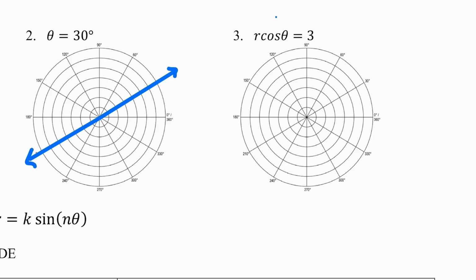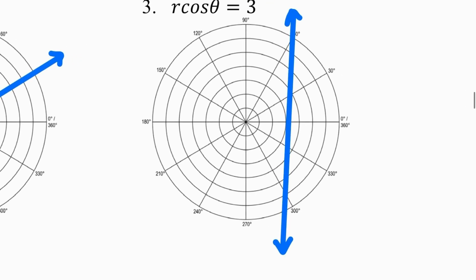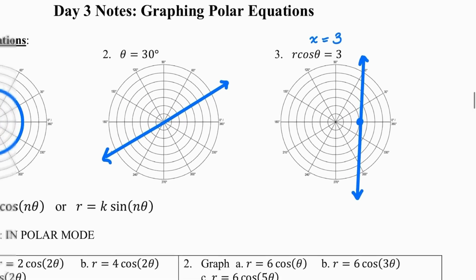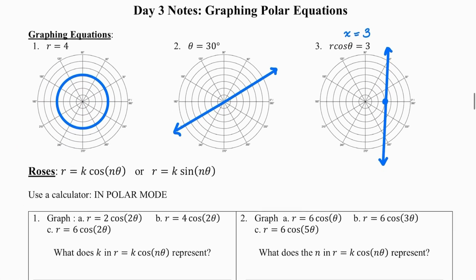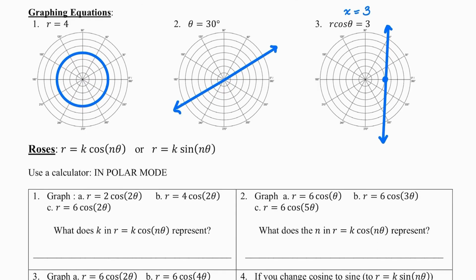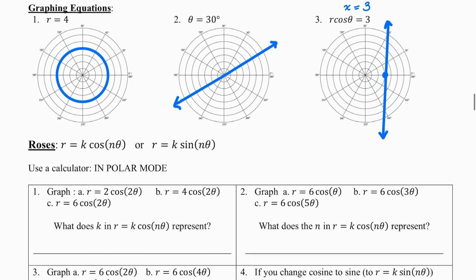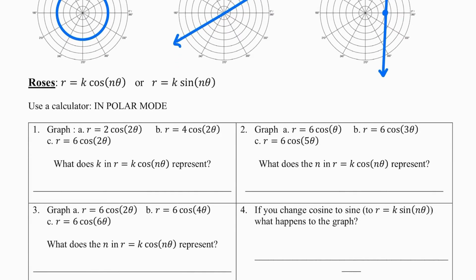This next one, it's going to be more helpful if we do kind of convert it. R cosine theta is one of those conversion equations that we have that it's equal to x. So we have x equals 3. So if I ask you to graph x equals 3 on the x and y rectangular plane, it would just be a straight up and down line at the tick mark of 3. What's very important about this in polar is that you understand that this line is tangent to the circle of radius 3. So just make sure that that line is on the outside of that circle when it only hits it once.